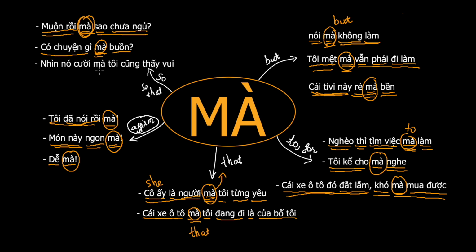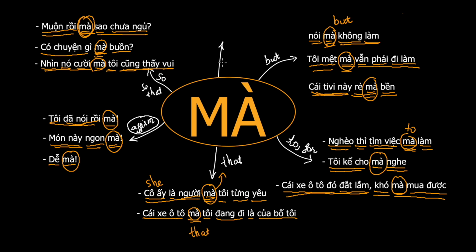Another example here we have nhìn nó cười mà tôi cũng thấy vui. Nhìn means seeing or watching. Nó means he or she. Cười, smile. So looking or watching someone smiling, so mà, tôi, I also, cũng thấy means feel. Vui means happy. So watching someone smiling so that I also feel happy. So the word mà here can mean so or so that.